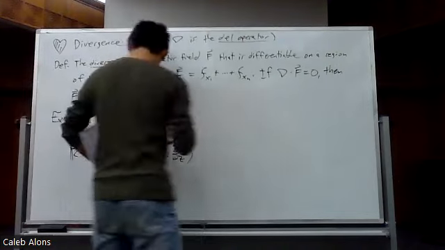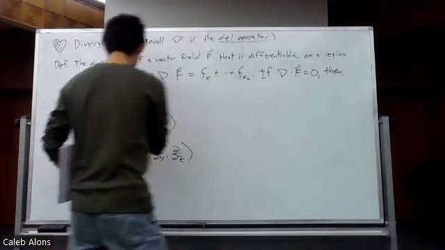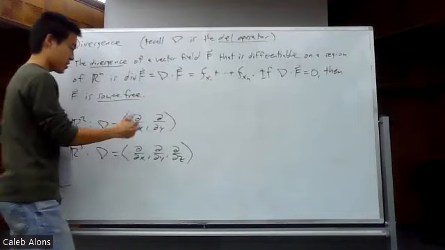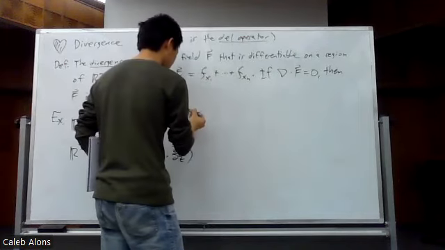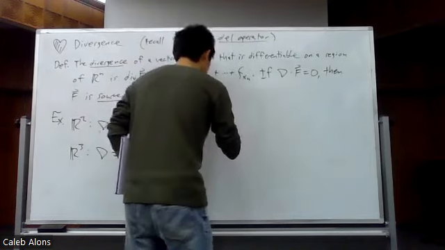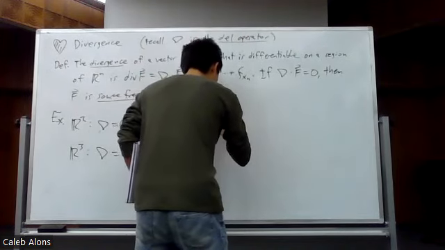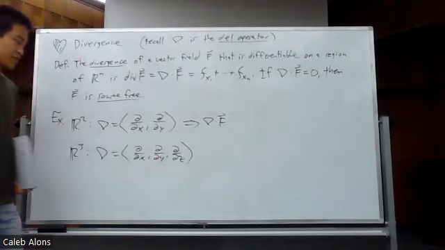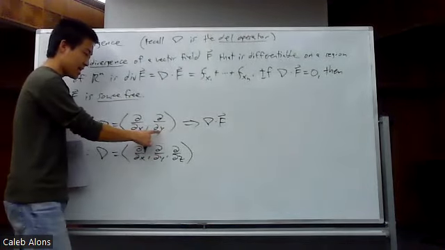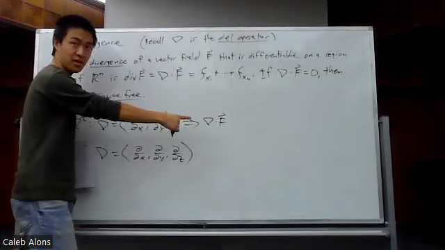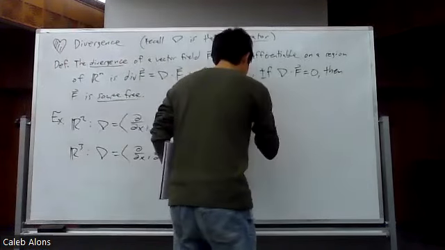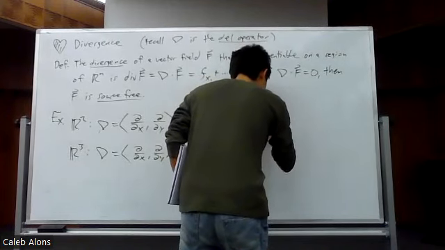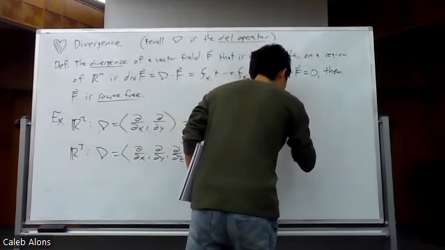So here, if we're going to take these dot products for the divergence, we're going to start to see some similarities to what we've already done. In R2, the divergence del dot F, if I know that F is some f and g, I'm literally taking this, partial x, partial y, in a dot product with f and g.